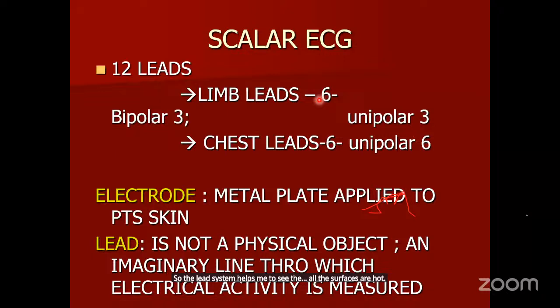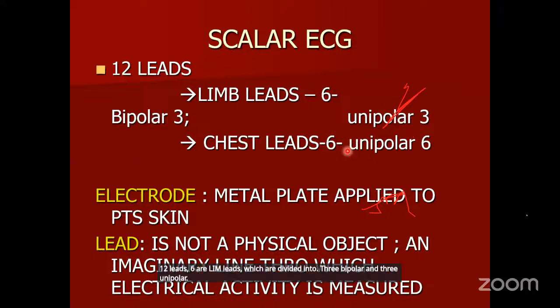The 12 leads are divided into chest leads and limb leads. In limb leads, you have bipolar leads and unipolar leads. So the unipolar leads are 3 and the bipolar leads are 3 in limb leads, whereas all your 6 chest leads are unipolar. I will tell you what is the difference between unipolar and bipolar lead, but at this point in time, you have 12 leads, 6 are limb leads, which are divided into 3 bipolar and 3 unipolar.